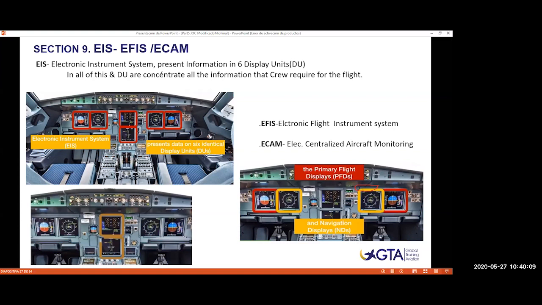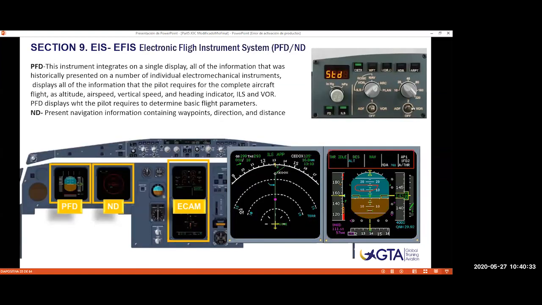The EIS is divided in two systems. One is EFIS and the other one is ECAM. Remember that we have six screens. The EFIS is this one, two per every pilot, and the ECAM in the middle. We are going to go directly to the EFIS.